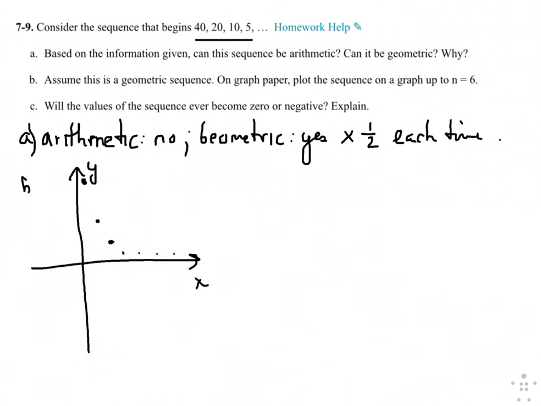That's B, right? And then C, will the values of the sequence ever become 0 or negative? No. And I won't write the reason, but the reason is because we continually take a half of the last value. So no matter how small the last value is, we're never going to get to 0, because half of a really small number is a smaller number, but not 0. So this is going to continually get closer and closer, right, but never actually hit the x-axis.